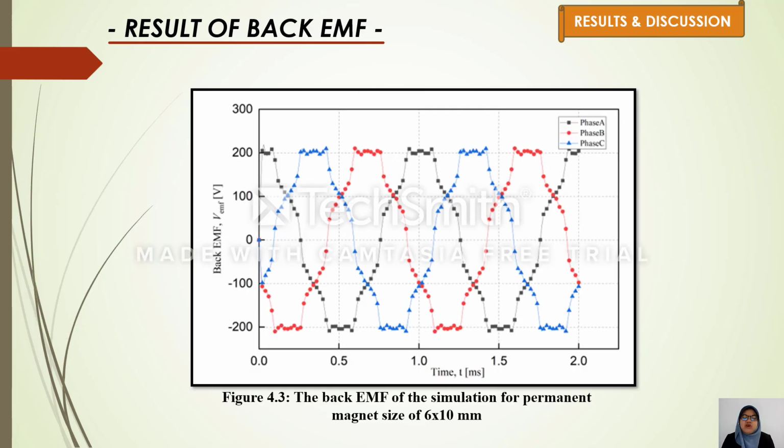The back EMF for all models was observed in this analysis for zero input current. Figure 4.3 shows the motor back EMF at 30,000 RPM for a permanent magnet size of 6 times 10 mm with 36 coil turns. It shows the maximum back EMF achieved in a balanced three-phase sinusoidal waveform at 208.7566 volt.